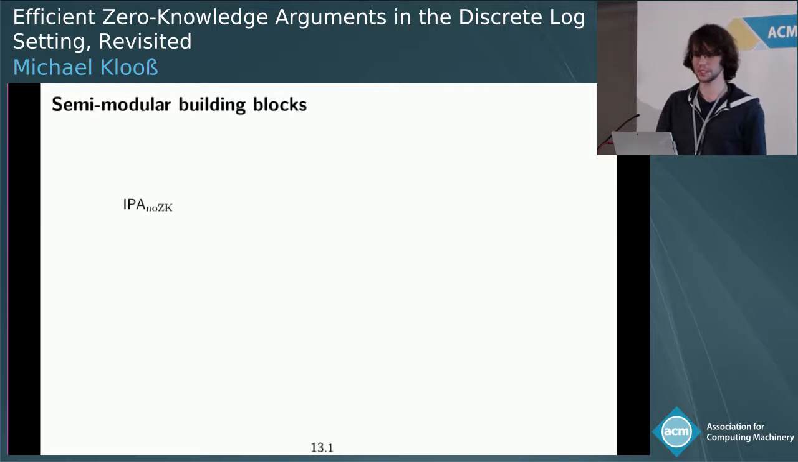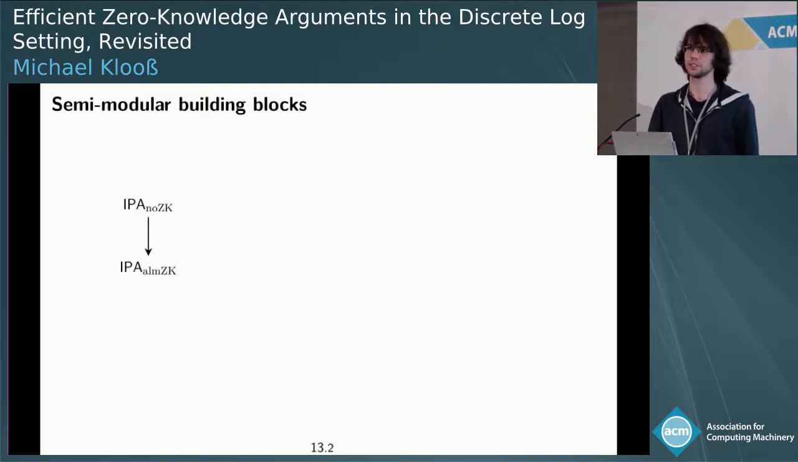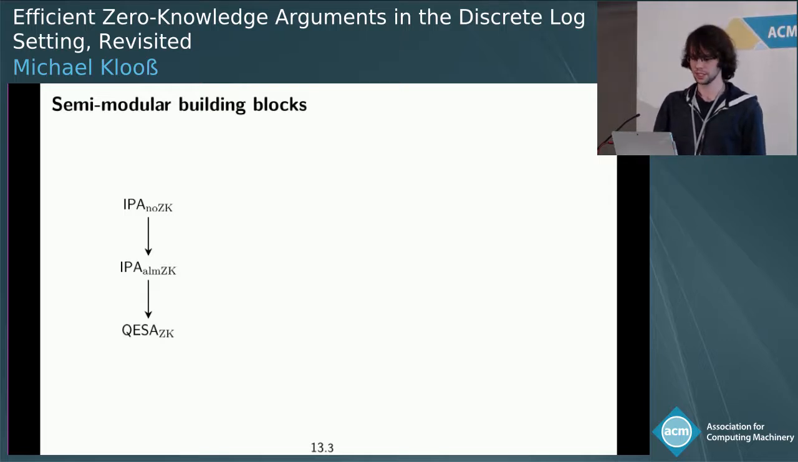So with this, let's have a small look at what I mean by modular and malleable building blocks. We start with this non-zero knowledge inner product argument, and then we get an almost zero knowledge inner product argument. It's not quite zero knowledge, but we don't need full zero knowledge, because we can then go straight to a quadratic equation satisfiability argument, which is zero knowledge. And yeah, so I'll skip this, or I say a few words.